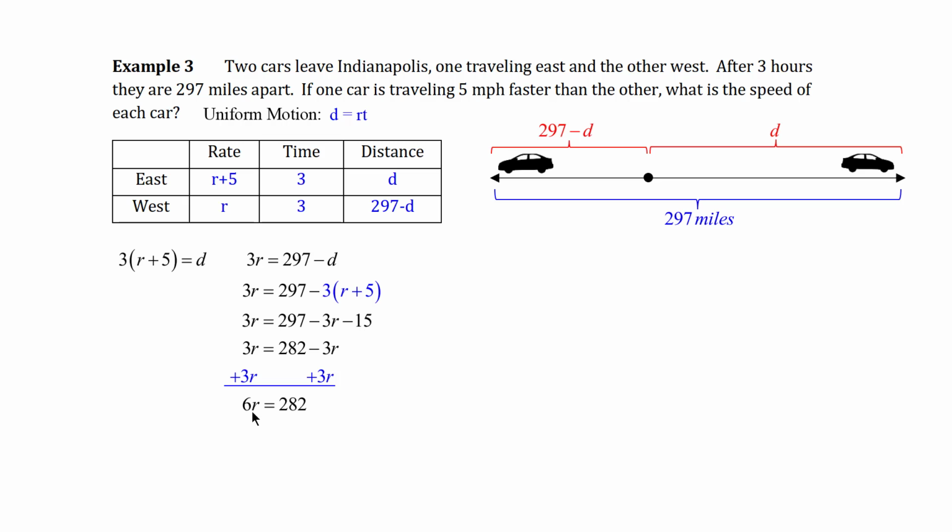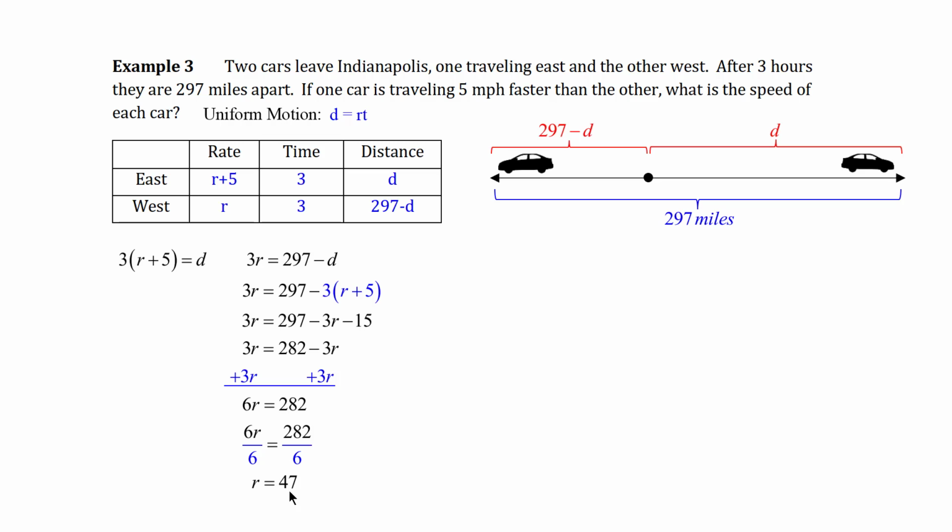From here, we get rid of the 6 by dividing both sides by 6. We get 6r divided by 6 equals 282 divided by 6. Simplifying the left-hand side, 6r divided by 6 is r. Simplifying the right-hand side, 282 divided by 6 is 47. The result is r equals 47. So this means that the rate of the car going west is 47 miles per hour.